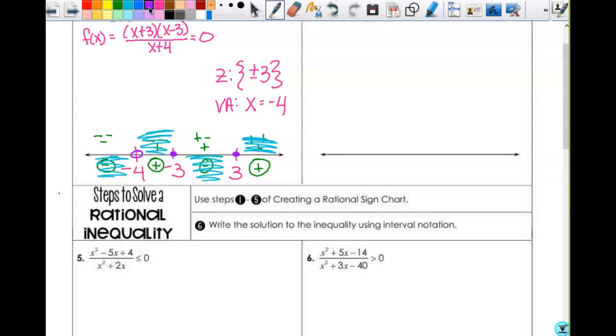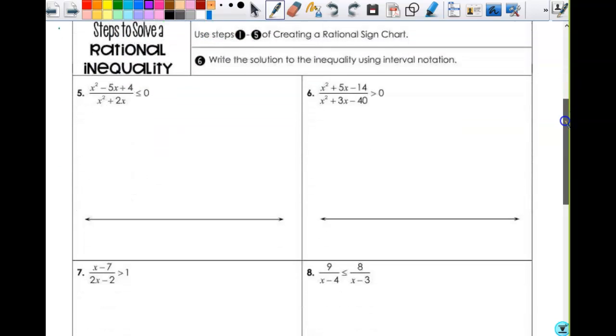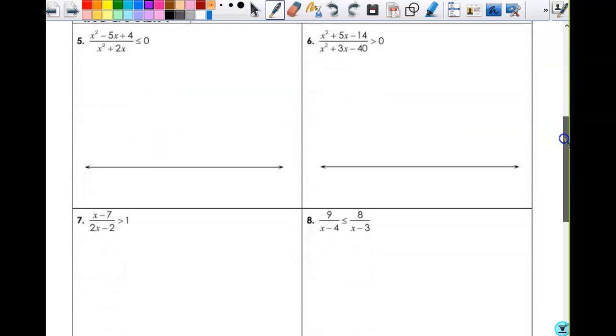Okay. All right, so we're not going to do the next one. We're going to jump down to the inequalities. So just like for polynomials, we are doing the whole thing, and then we do the same thing we do for the equality part, but then we just have to solve the inequality. So let's look at number 5.